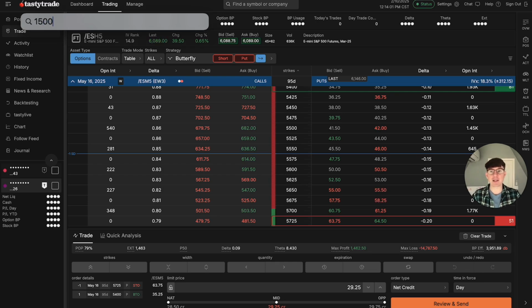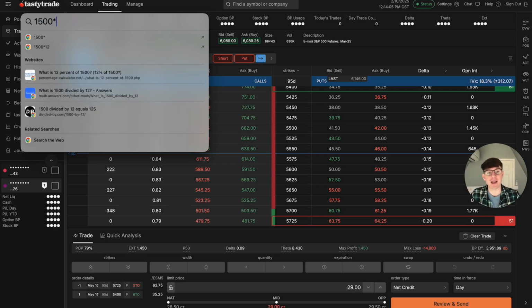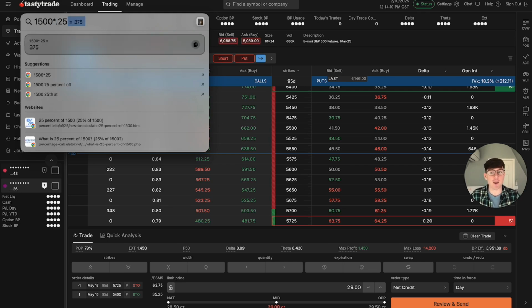I have the max potential to make $1,500. If I'm going to multiply this out, I'm going to multiply it by 25%, because that's my 25% profit. So 25% of the max profit gives me $375. So again, $375 is the profit that I'm looking to target here.